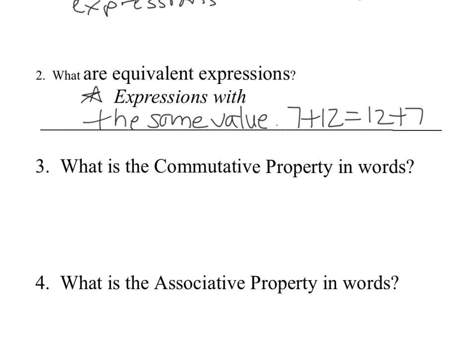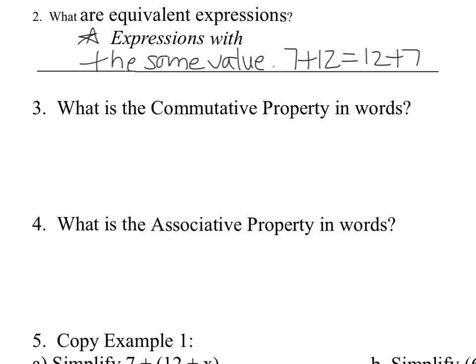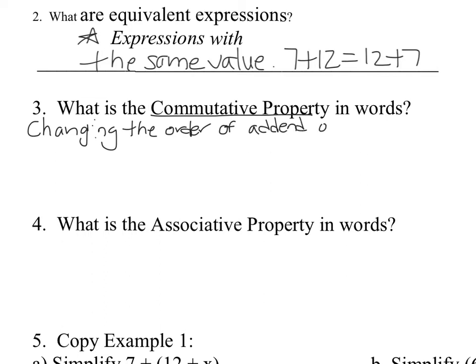So if we look down here at number 3, we're going to talk about some more properties of operations, such as the commutative property in words, and that is changing the order of addends, which would be for an addition problem like 7 plus 12. 7 and 12 are the addends, or factors.